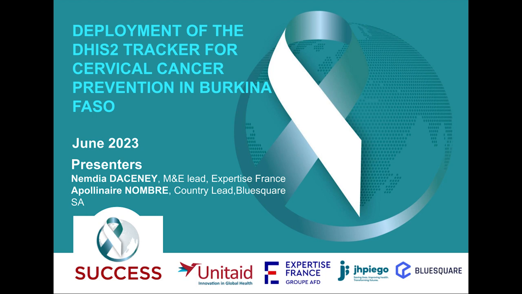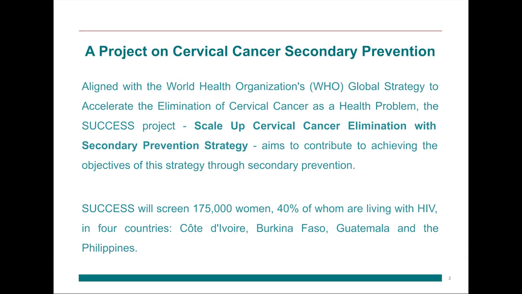So the Success Project is a cervical cancer secondary prevention project deployed in Côte d'Ivoire, Burkina Faso, Guatemala, and the Philippines. And the idea was to be able to screen 175 women, with 40% living with HIV. Through this project, we wanted to implement the DHIS2 tracker.